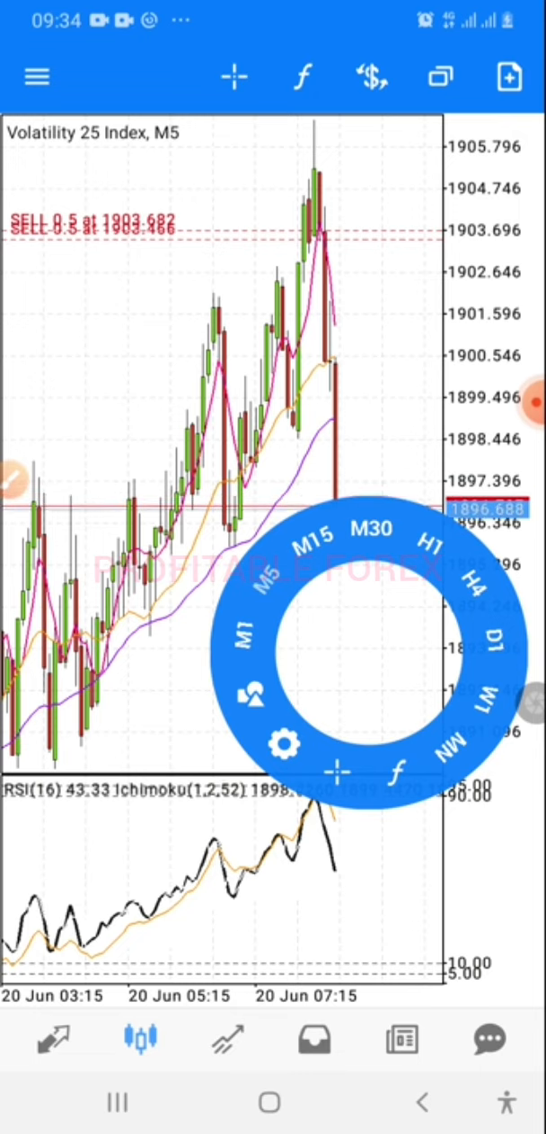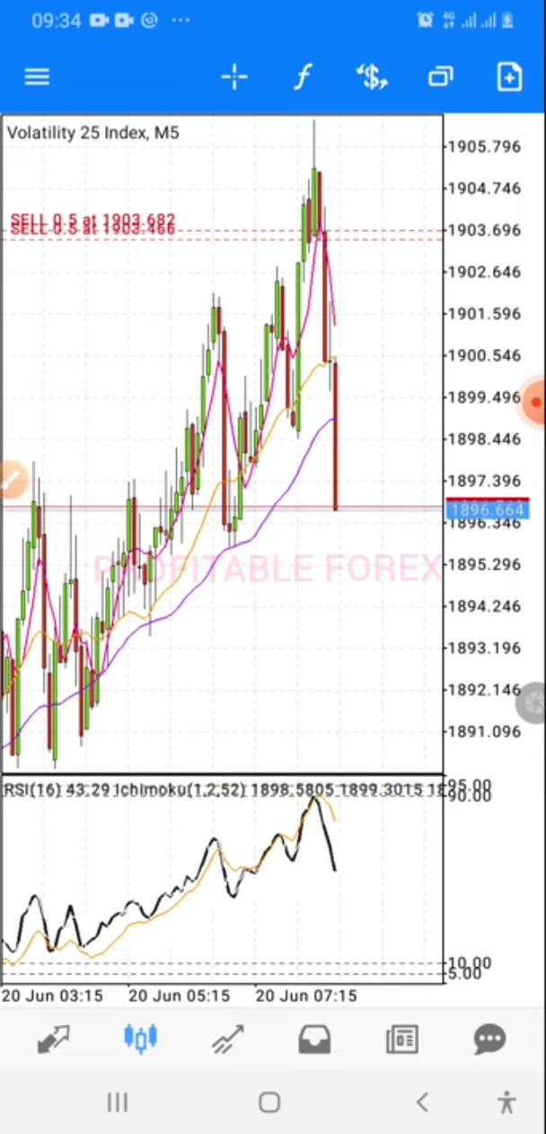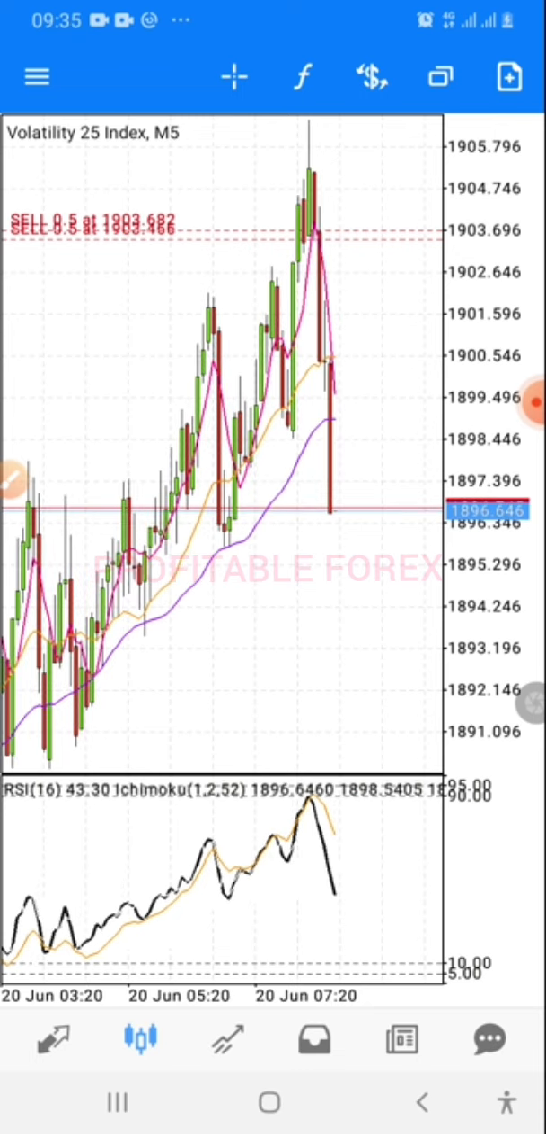So what are the things you look out for? First, you have to look out for reversal candlesticks. And with this strategy, we're going to be using indicators. We're going to be using the moving averages in our main chart, and we're going to be using other indicators in the indicator window. And this is volatility 25, the 5 minutes time frame.